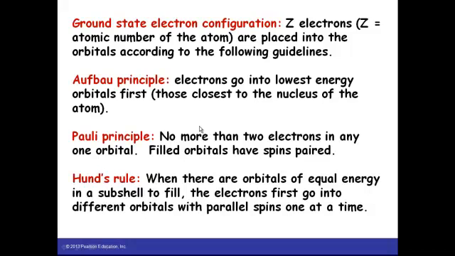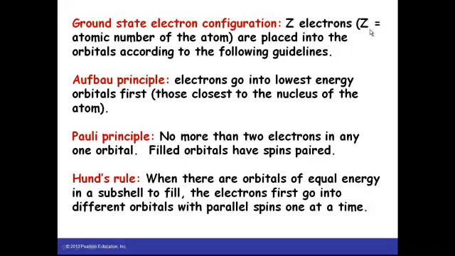Okay, so when we're thinking about these quantum numbers, we're going to have a few principles about filling these different places, or the address or the apartment buildings where the electrons are actually going to go. So our ground state electron configuration. So Z number of electrons. So this is the atomic number of the atom. Remember, our Z number is going to be the number of protons within the given atom.